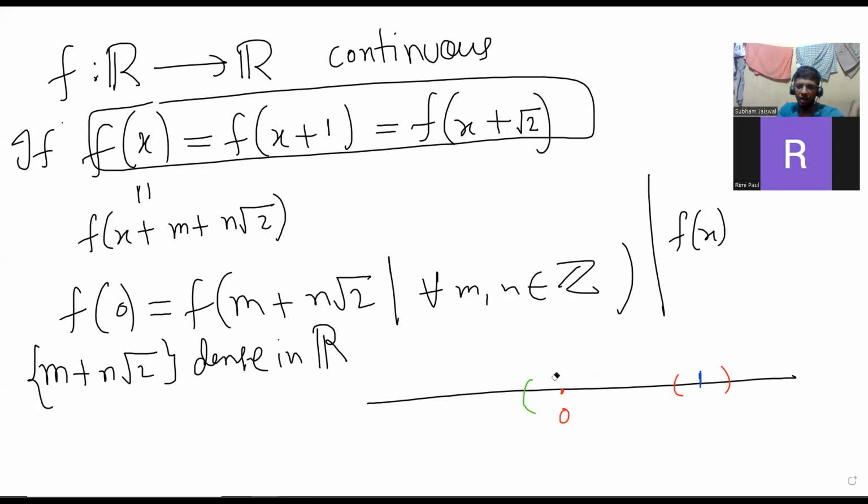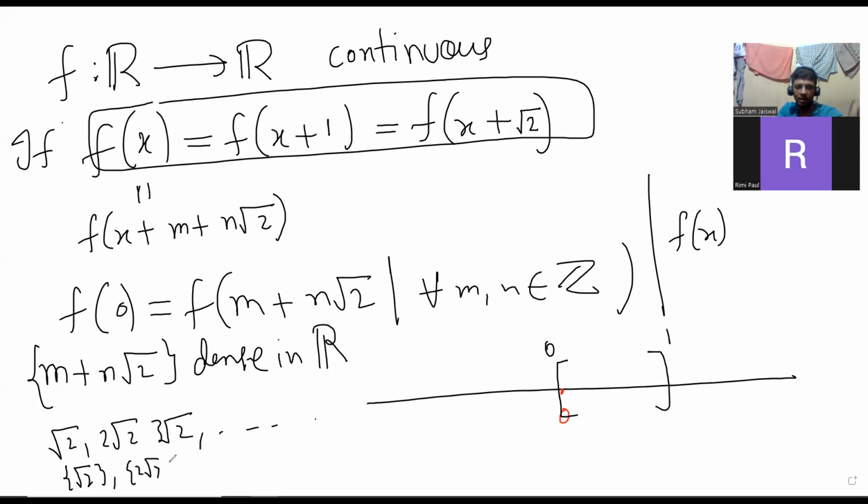I will not prove that it is dense near 0. I will prove something else, just for a different flavor. So you take the interval 0, 1, and here what you do is you take root 2, 2 root 2, 3 root 2, and so on, and you take their fractional parts.